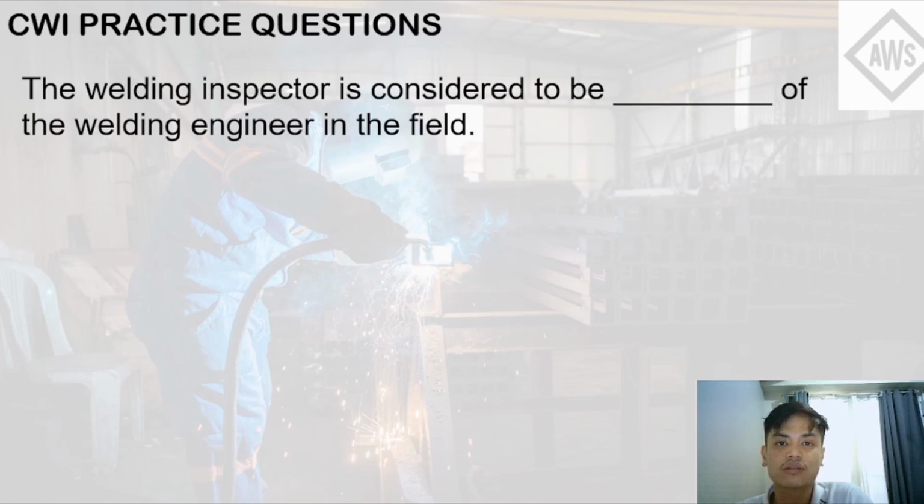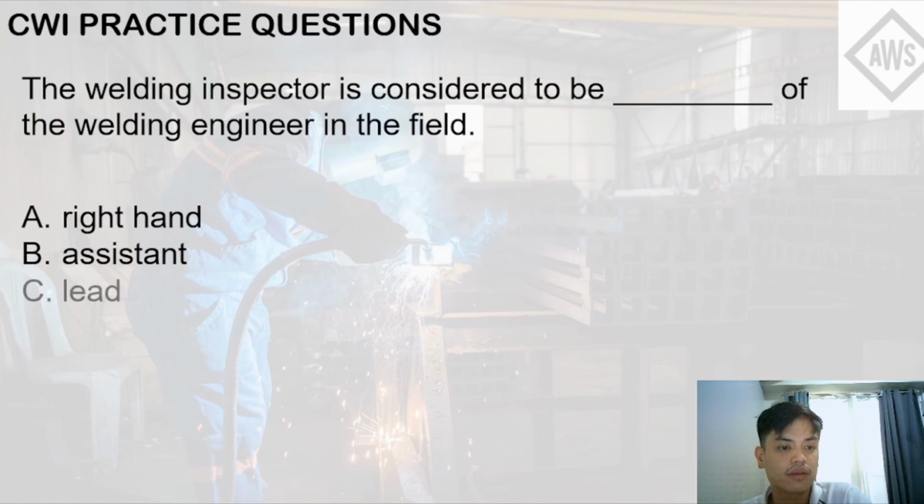Okay, so last question for the day. The welding inspector is considered to be blank of the welding engineer in the field. Letter A, right hand. B, assistant. C, lead. D, eyes.